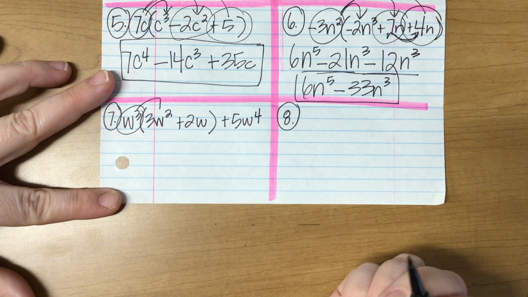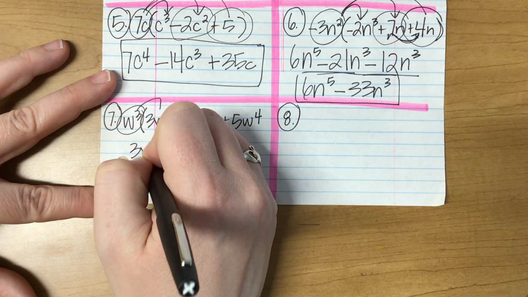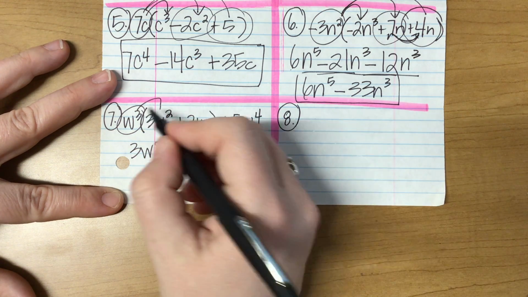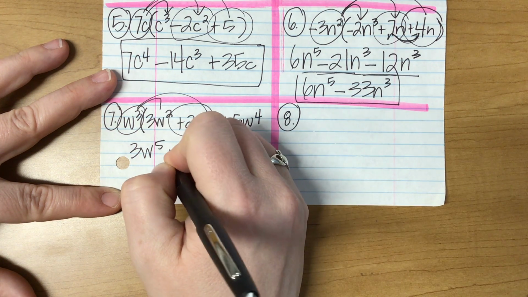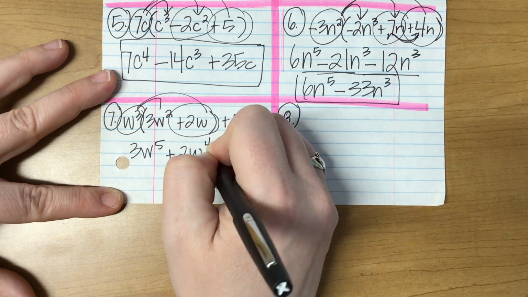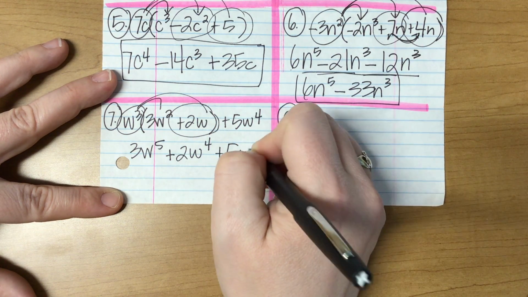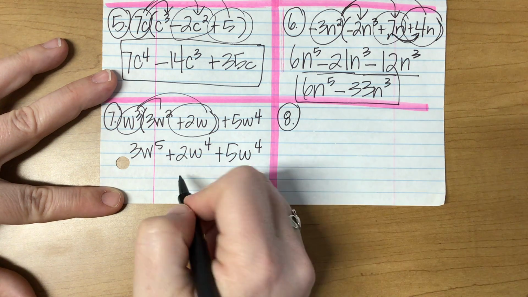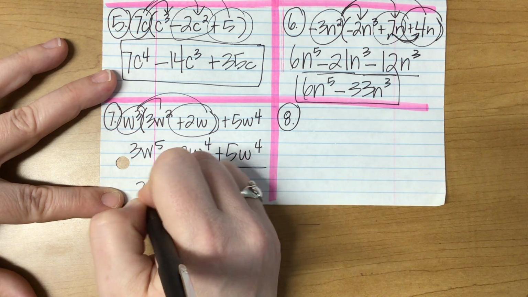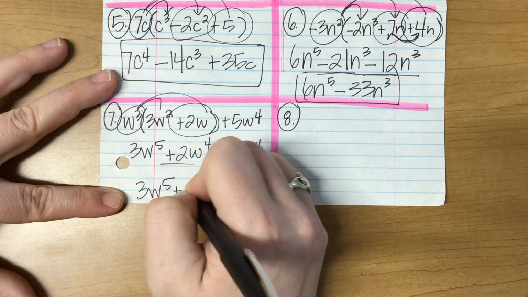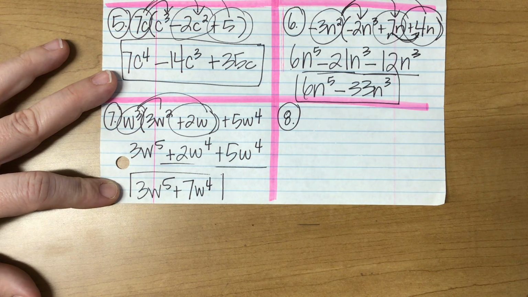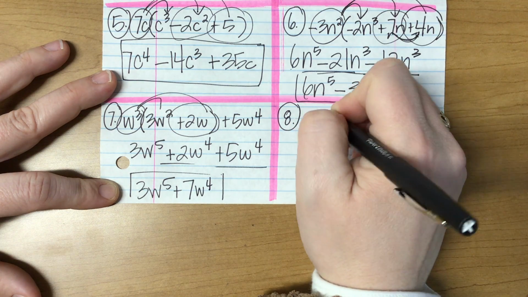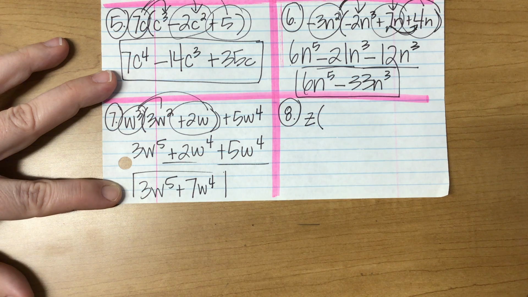W to the 3rd times 3w squared is 3w to the 5th. W to the 3rd times 2w is plus 2w to the 4th, plus 5w to the 4th. Combine like terms: 3w to the 5th plus 7w to the 4th. So now we're just adding on a skill we already know.